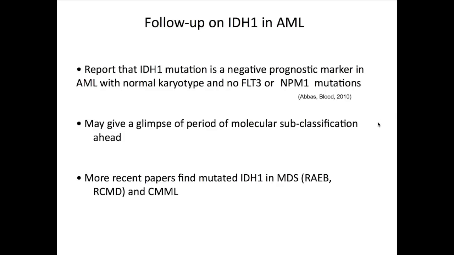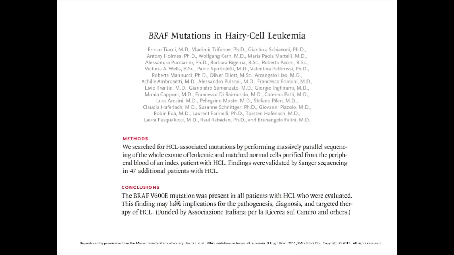Subsequent follow-up about IDH1 mutation has shown that it appears to be a negative prognostic marker in AMLs with normal karyotype that lack FLT3 or NPM1 mutations. And I think that this was the opening bell of what's probably going to be a long period of molecular subclassification of cancers up ahead, and something that's going on as we speak with great intensity. Many different categories of cancer are being sequenced by large consortiums organized all over the world. And more recent papers have identified this IDH1 gene as also one that's being found to be mutated in myelodysplastic syndrome, including the refractory anemia with excess blasts and refractory cytopenias with multilineage dysplasia categories, and also in chronic myelomonocytic leukemias. So it seems to be broader than just an acute myeloid leukemia mutation. So that's just an initial glimpse of the cancer genome sequencing area.